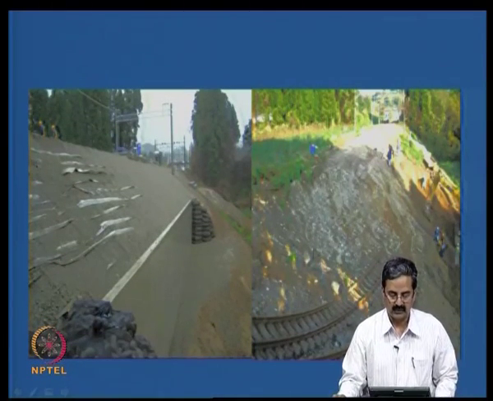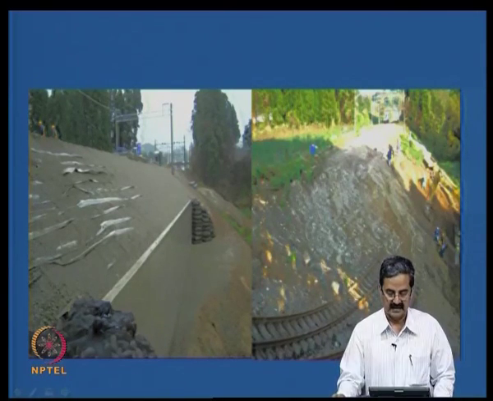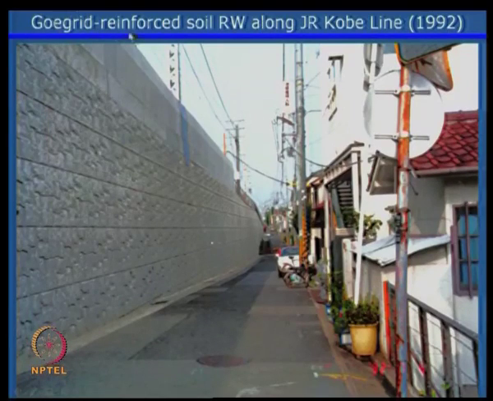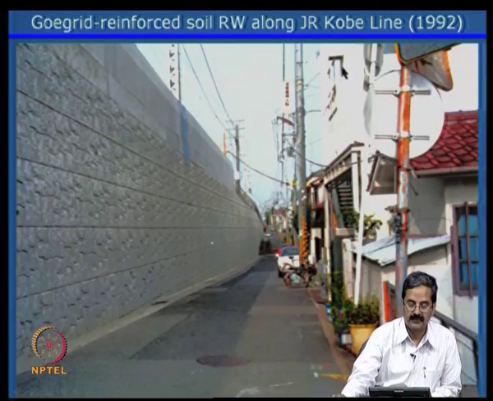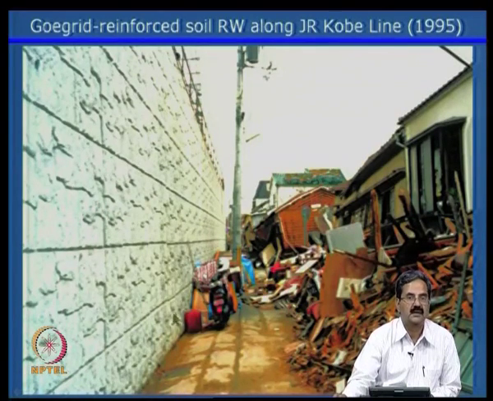I just want to show you the influence of an earthquake. One of the railway lines in Japan yielded, and it was reconstructed later with the RE technique. This is a geogrid reinforced soil wall along the JR, Japanese Railway Kobe line. An earthquake occurred there. This is the photo before the earthquake, and you can see the same photo after the earthquake. You can see that there is a collapse of all the structures, but the RE wall is still stable.